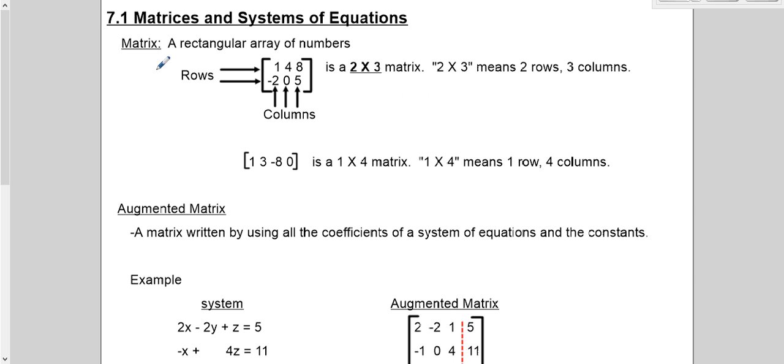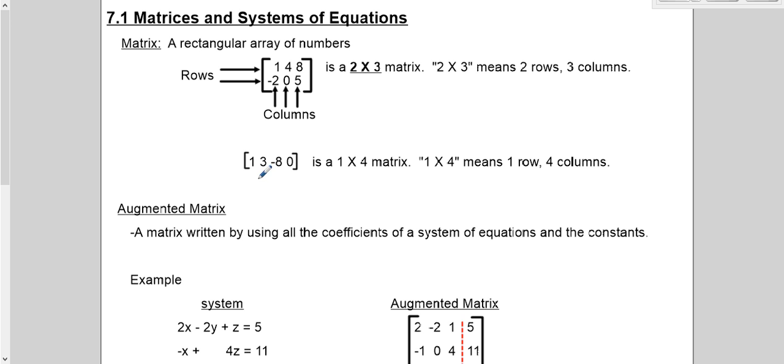Here we have 7.1 Matrices and Systems of Equations. A matrix is a rectangular array of numbers where we have a certain number of rows and a certain number of columns. And the setup is like this in these brackets. This would be a 2 by 3 matrix because of the 2 rows and the 3 columns. So you write the first number as the rows, the second number as the columns.